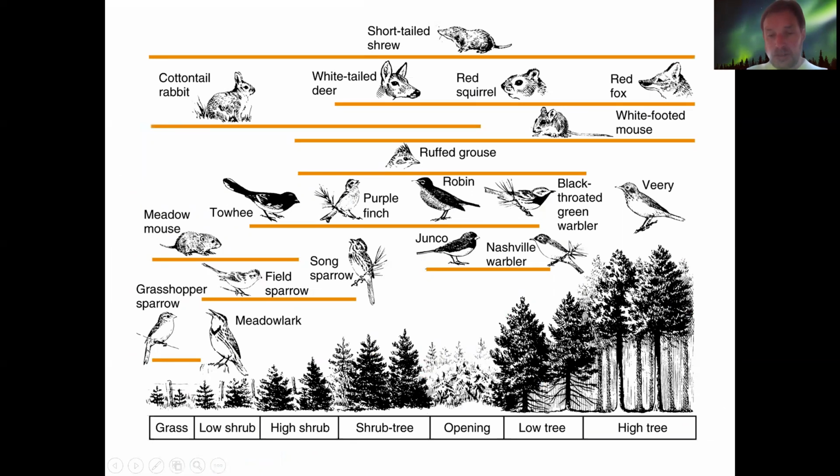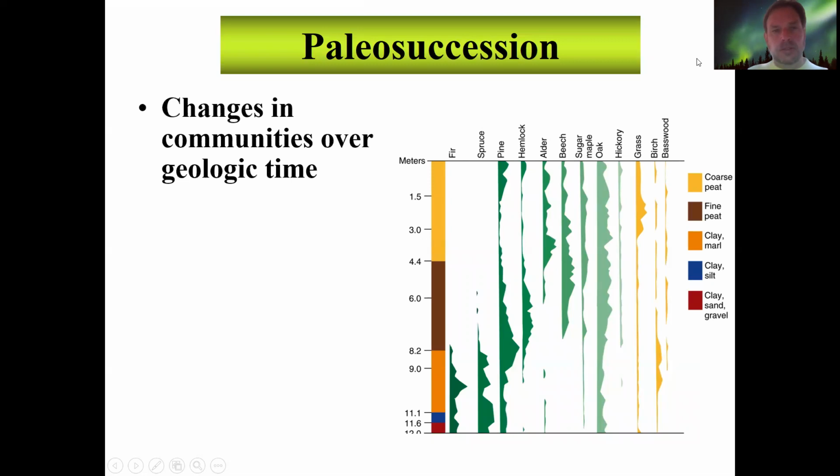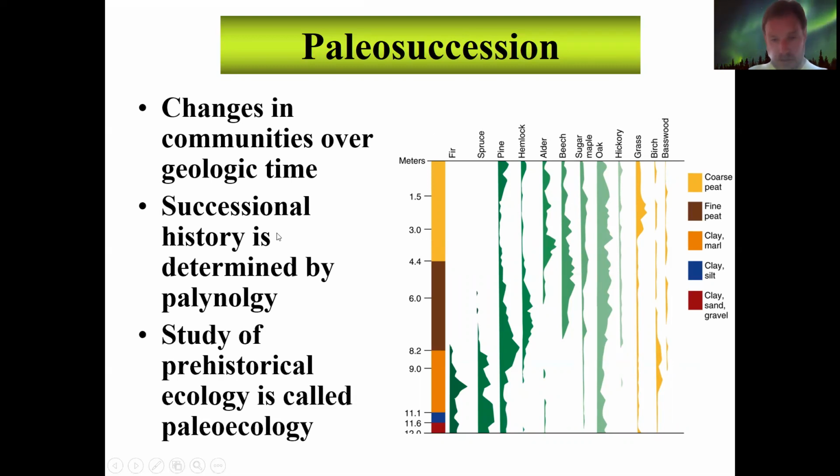As succession of plants goes, so do animals. Some animals need certain types of seral stages, like the veery thrush needs mature forest, and the grasshopper sparrow needs grasslands. Some species are generalists. They can occur anywhere. Finally, paleosuccession, there are changes over a long geologic time. And often these are determined by pollen studies.